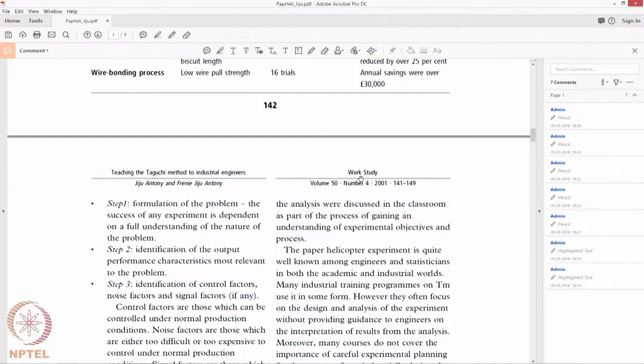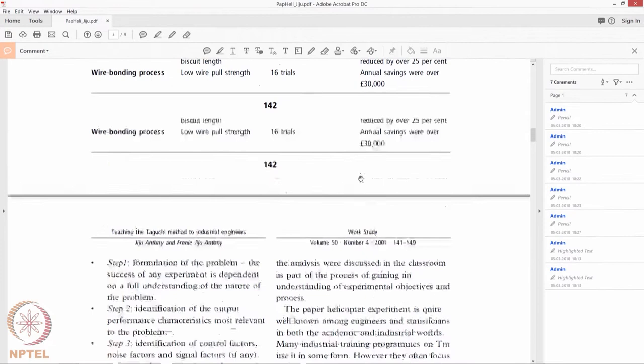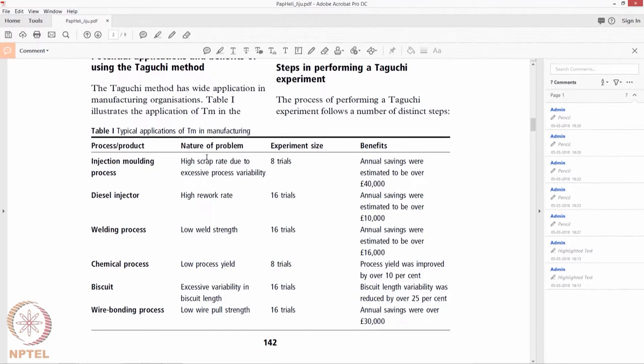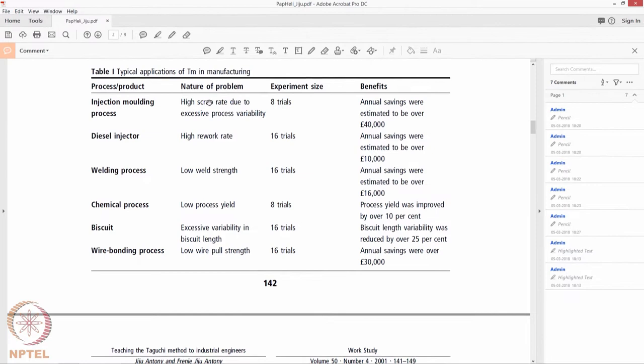So, today it is not only that. That is what this paper is about, like 17, 18 years ago. Now, predominantly in the service industry also, people are using Six Sigma. If you see here, what he talks about is typical application in manufacturing. They just give some examples where people have saved money.